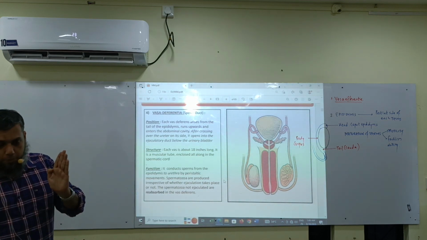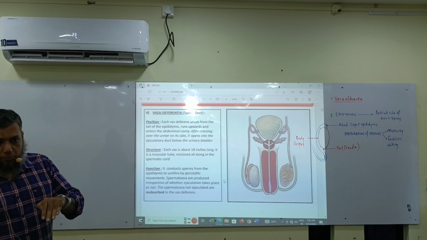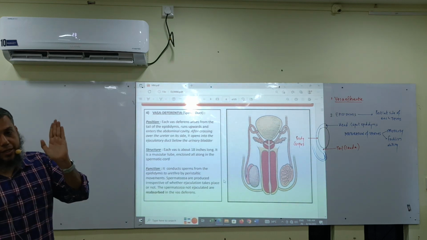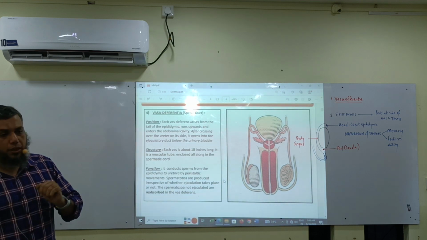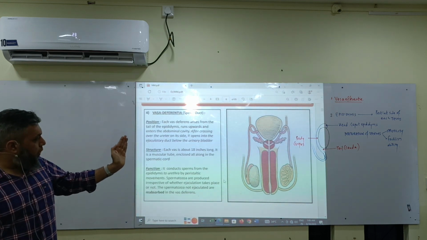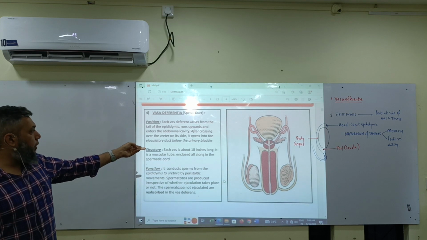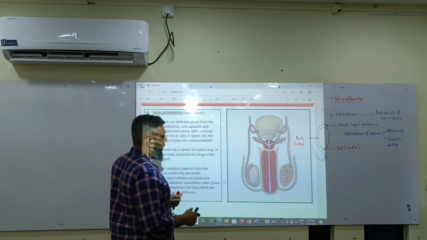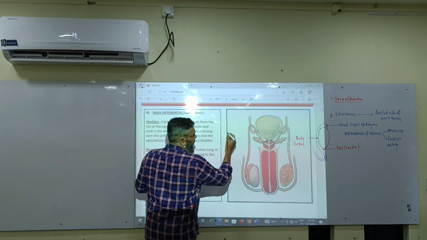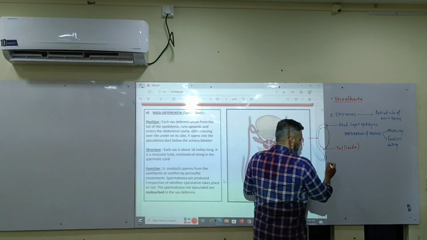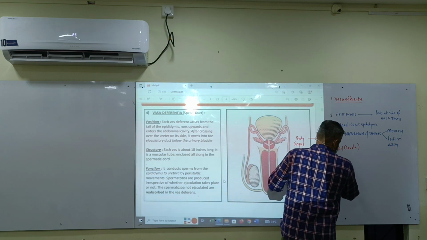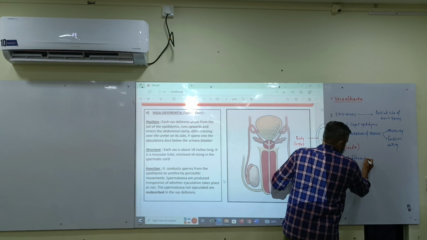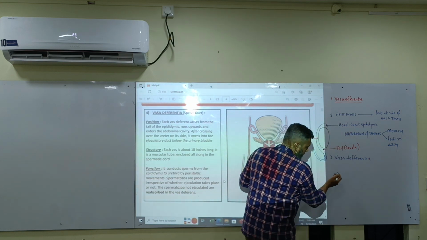It goes up. From the scrotum, it has entered into which cavity? Abdominal cavity. Then it will move upwards and turn over the ureters. Okay? And as it comes down, I'll just focus on the third part. Who is it? Vasa deferentia.